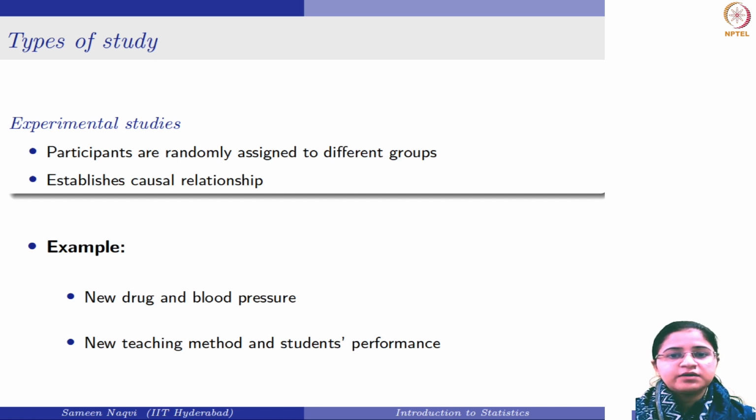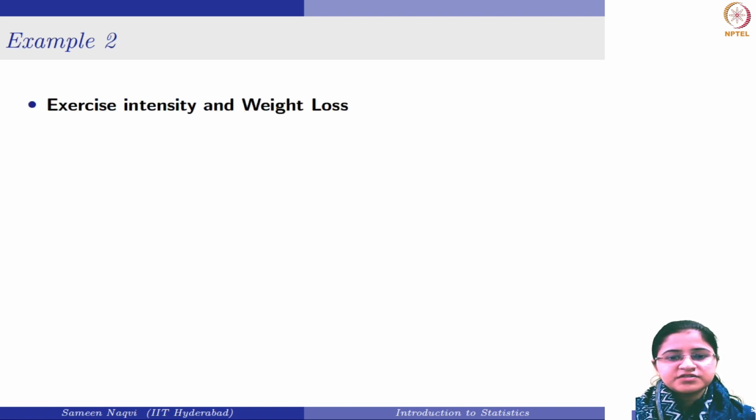So since they have randomly assigned students to both these groups, they have taken care of whether there are any confounding variables or not. Okay, so we can consider another example in the same way.